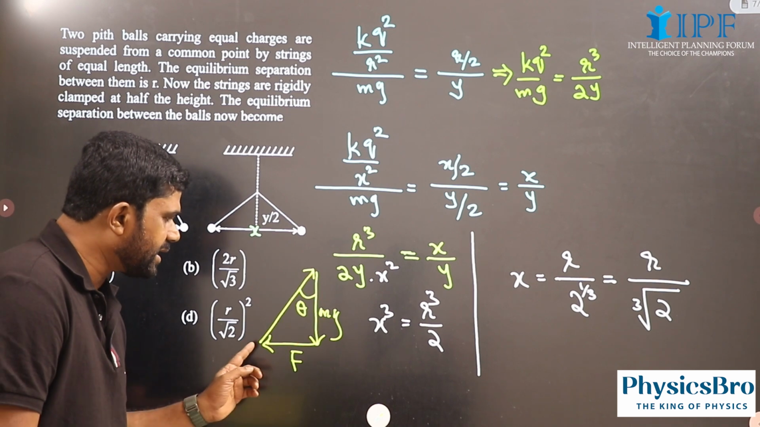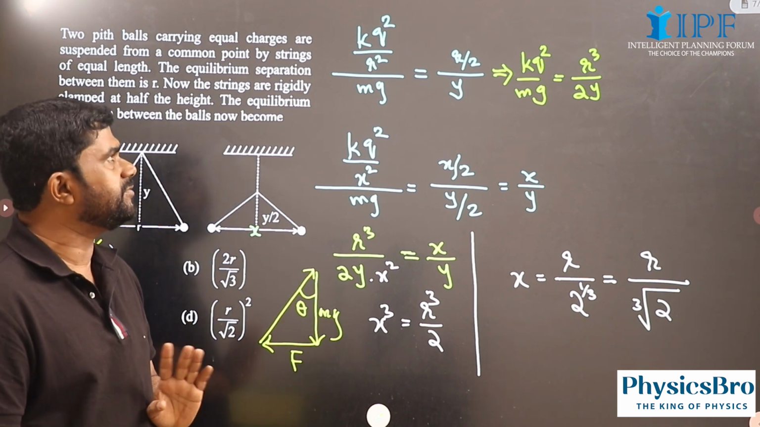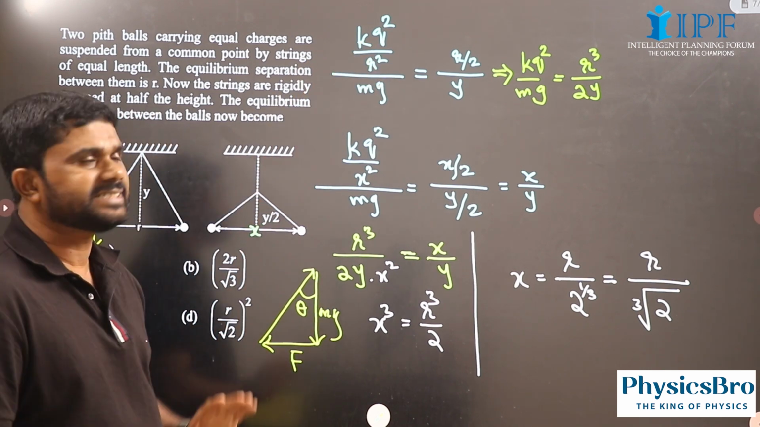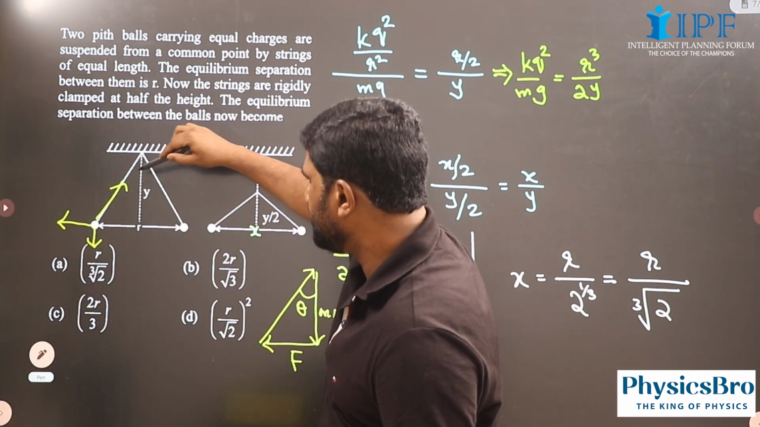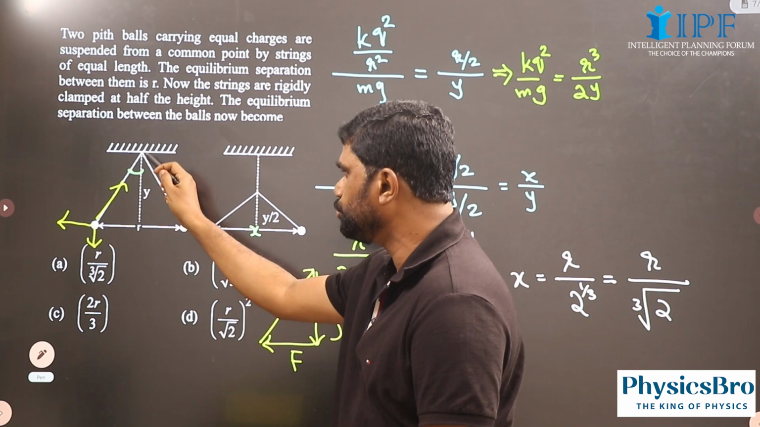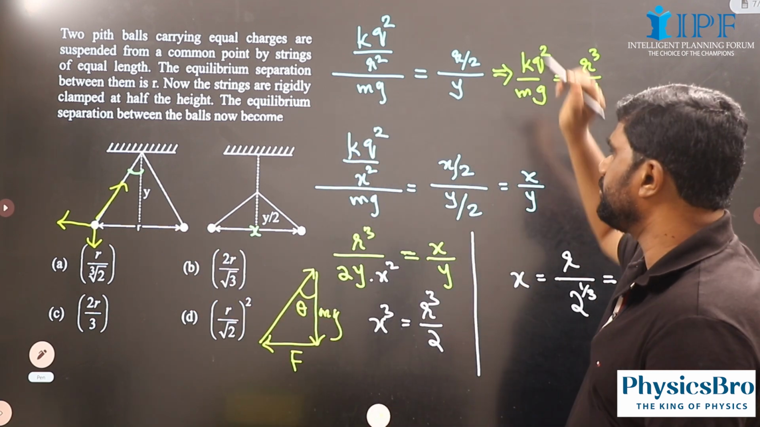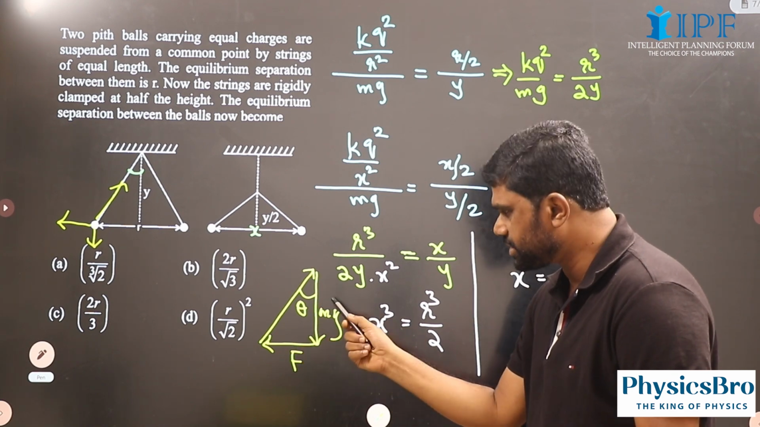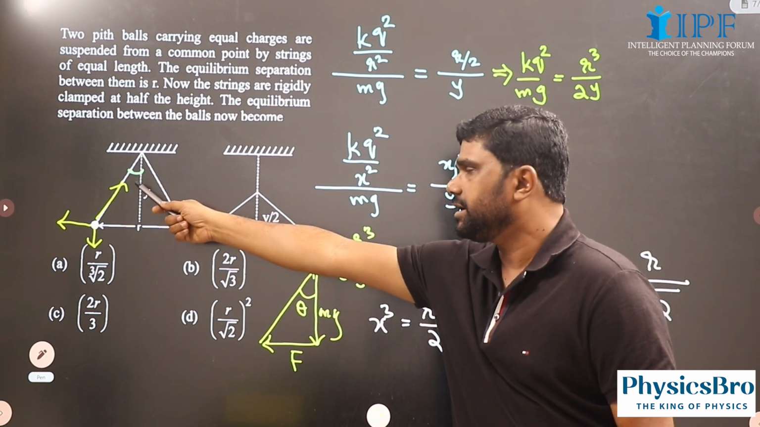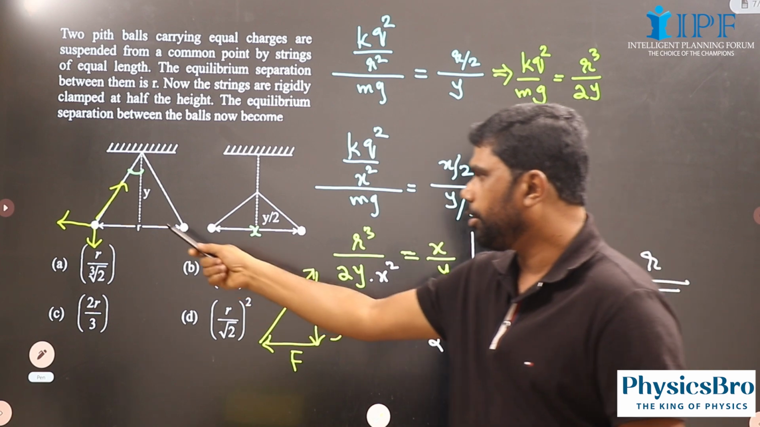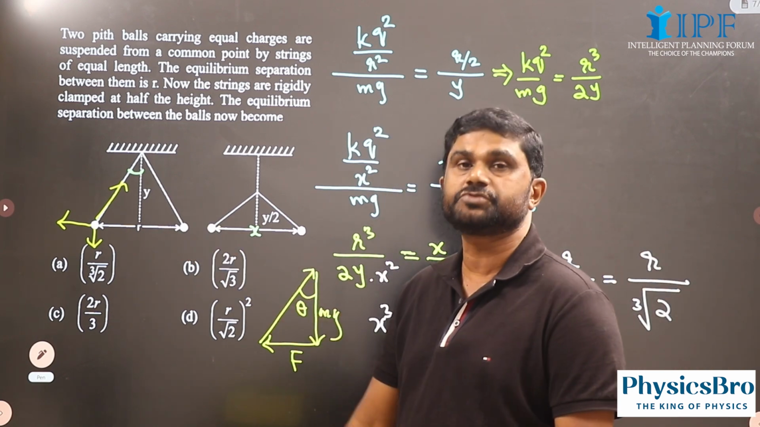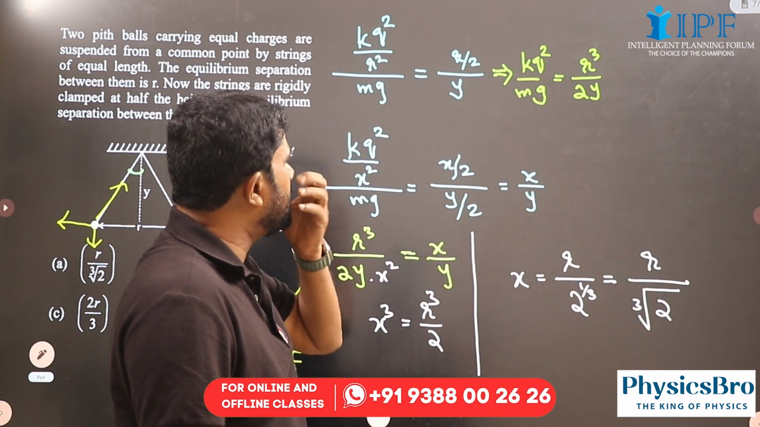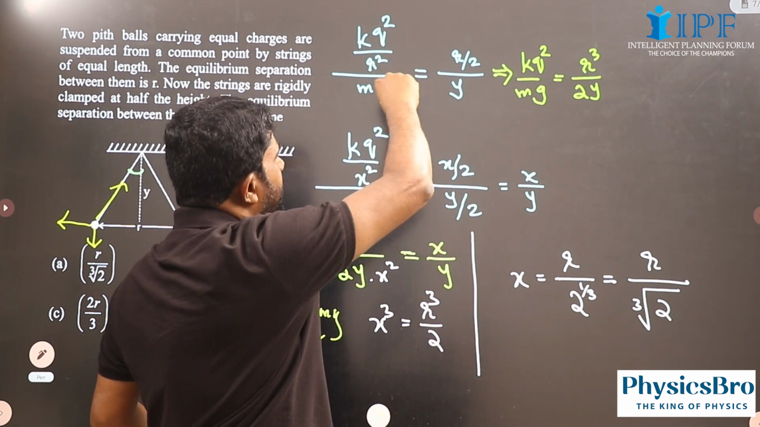Now from here, tan theta will be electric repulsion divided by weight. When the separation is r, electric repulsion will be k q square by r square, divided by weight mg. And from the distance triangle, tan theta will be r by 2 divided by y. From this force triangle, tan theta is the opposite side, electric repulsion, by the adjacent side, weight. From here we are using the distances: the opposite side is r by 2 and the adjacent side is y, so r by 2 divided by y.